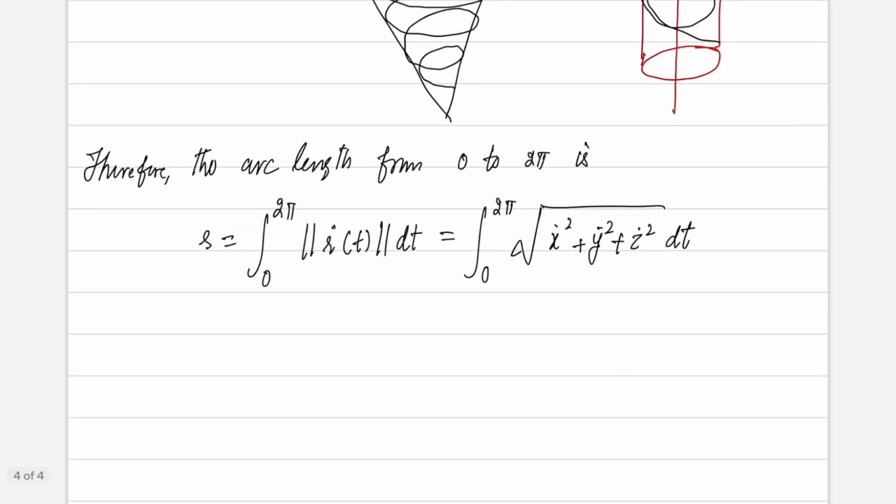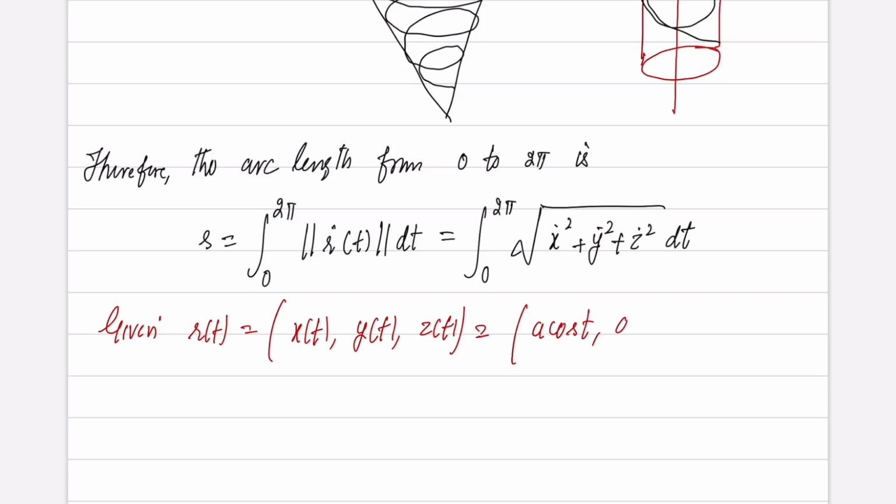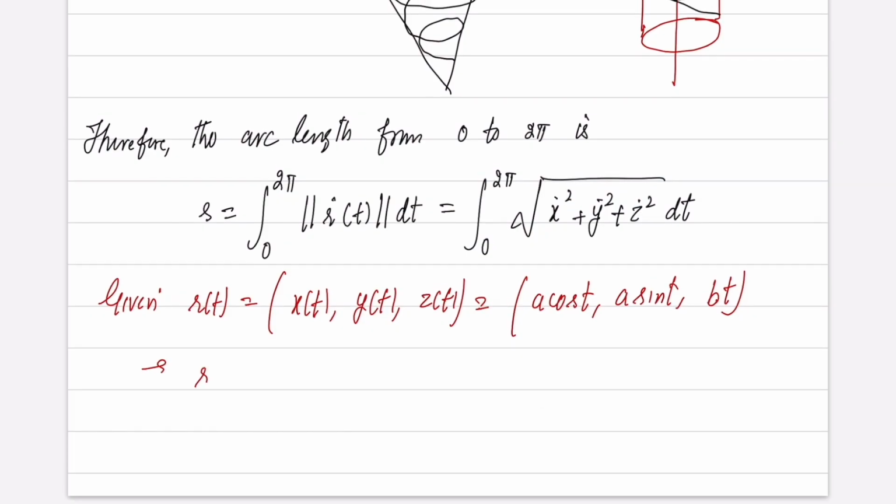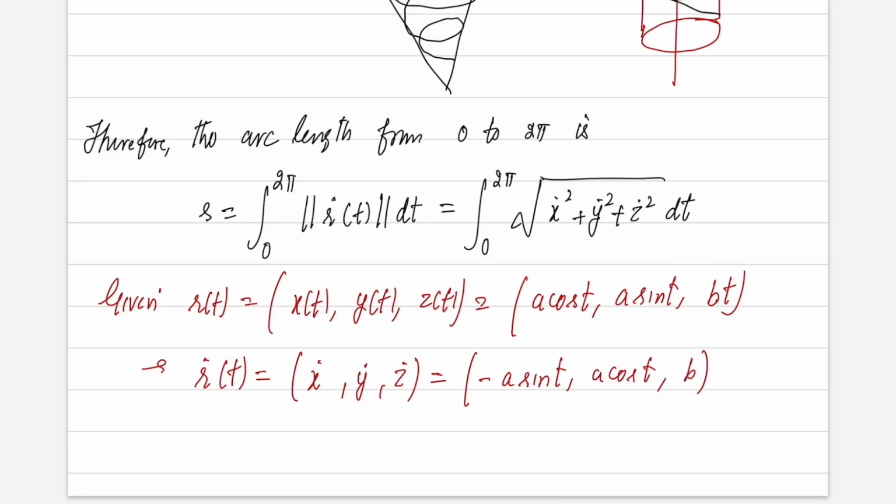Now we need to evaluate this norm of r dot, that is, the square root of x dot square plus y dot square plus z dot square. We are given r of t equal to x of t, y of t, z of t, which has the values a cos t, a sin t, and bt. So this gives r dot of t, the derivative x dot, y dot, z dot, which we can write as minus a sin t, a cos t, and just b.